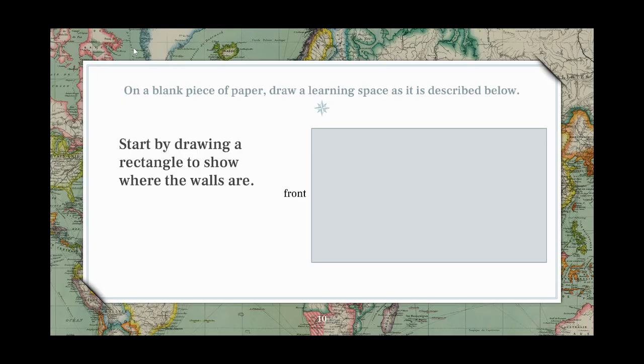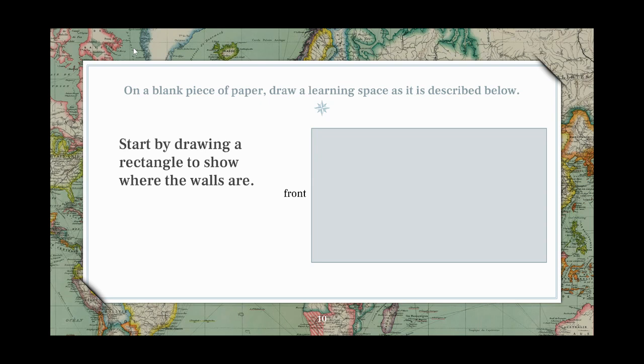So what I want you to do now is go find yourself a blank piece of paper and draw a learning space as it's described below. So I'm showing a rectangle. I want you to draw that on your piece of paper. Go ahead and pause the video so that you can get ready. All right, ready to go.